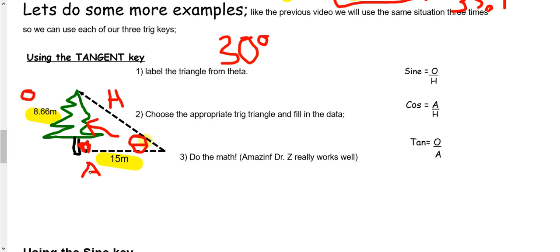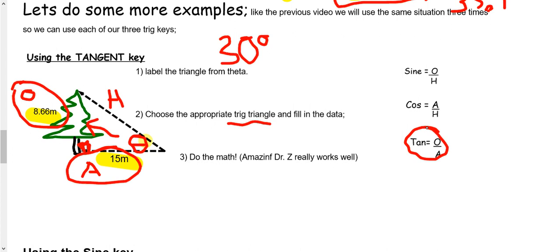Now, I want to choose the appropriate trig ratio. Okay? By appropriate, I mean, which one do I need? Well, check it out. This one has got information. This one has got information. Hypotenuse has got nothing. Nada. Zip. So I'm going to look for a trig ratio that's got an O and an A right there.